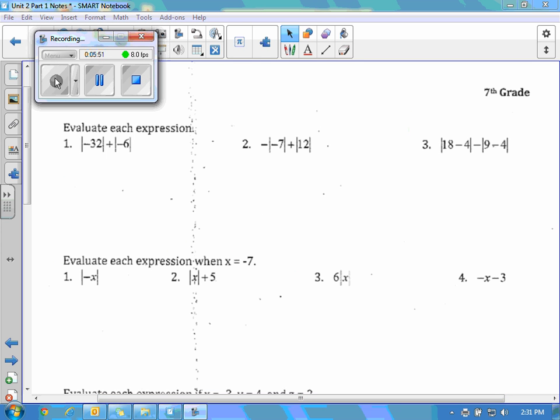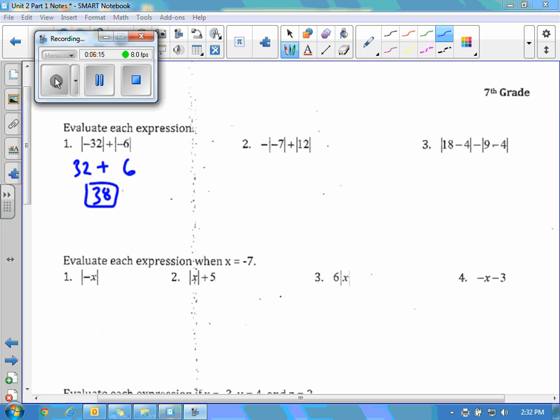If you look at the back page, the first thing we're going to work on is evaluating each expression. So remember, that means to basically get the answer. For the first one, we have the absolute value of negative 32 plus the absolute value of negative 6. So let's start by finding the absolute values. That would be 32 and 6. And then we're just going to add those together. So we'll get 38.